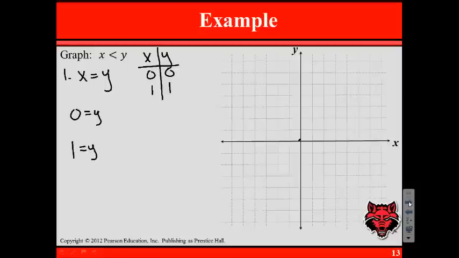So we plot these 2 points, 0, 0 and 1, 1. We look at the original inequality. It's strictly less than, so we use a dashed line. Now, all the points I would normally use, 0, 0, 1, 1, and so on, cannot be used in this case. So we pick a different test point. Let's go up here where we have a point that is clearly not on the line. This would be 0, 2.